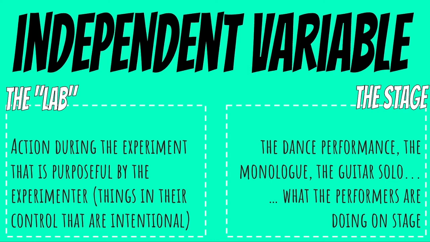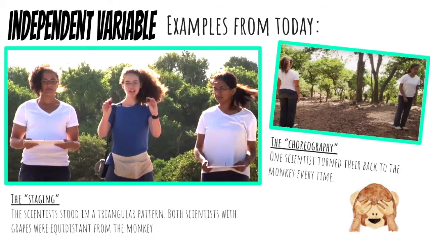One had to stay facing forward towards the monkey, and one had to stay facing back. But they didn't expect the realization that the monkey would go towards the person with their back turned. Because there were two grapes, the placement of those two grapes would be an independent variable.